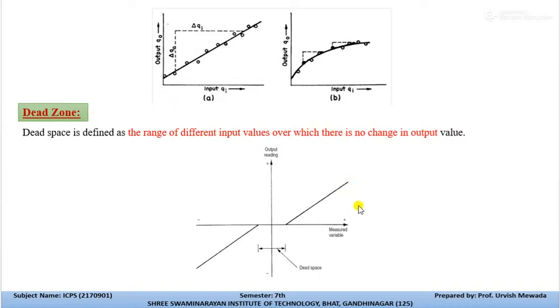Now dead zone means what? A period at which your instrument will not respond. So it is called dead space or dead zone, or we can say the range of different input values over which there is no change in the output. Over here you can see that from this point to this point there is no response of the instrument, which is why it is called dead space or dead zone. It can happen when we give a sudden input to the instrument and the instrument does not respond to that sudden input. So that is called the dead zone of the instrument.